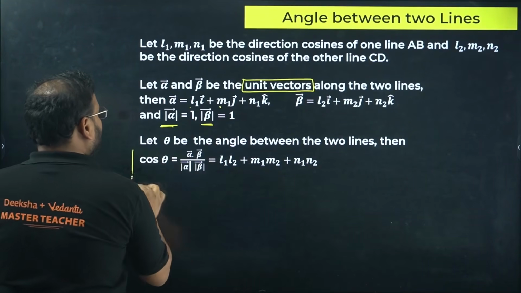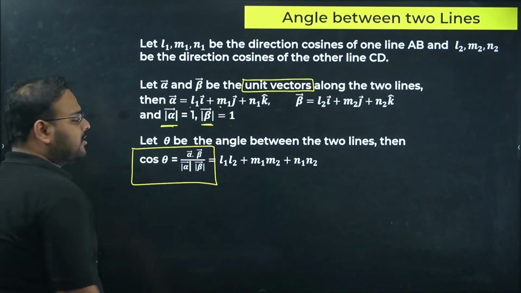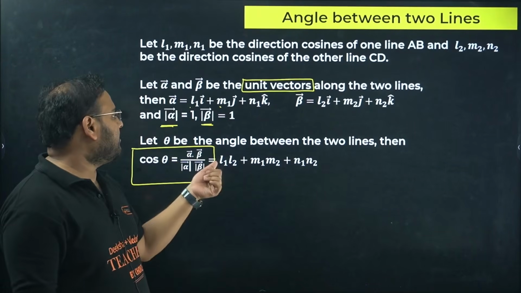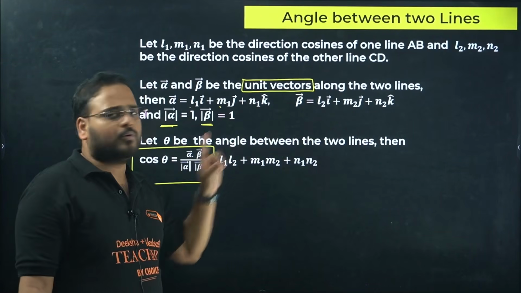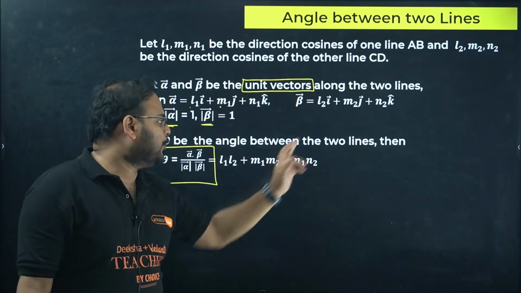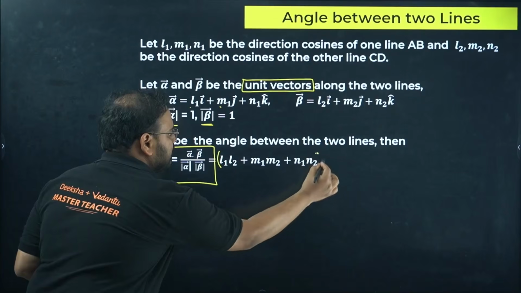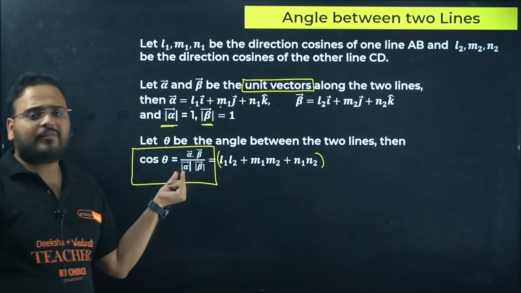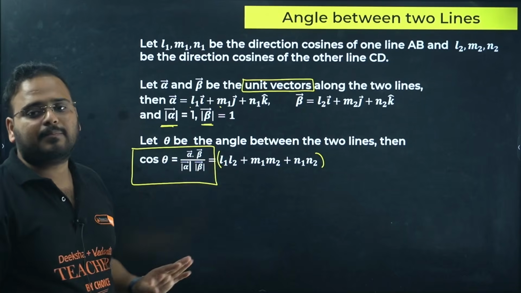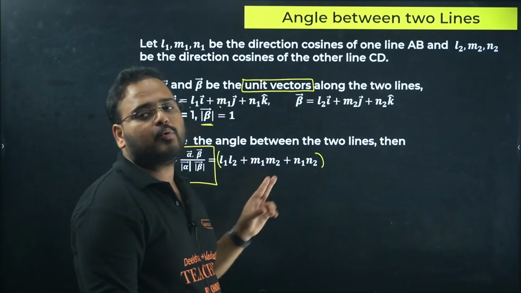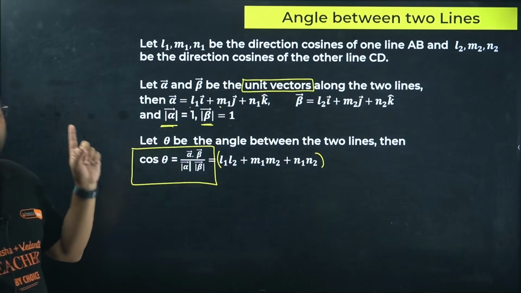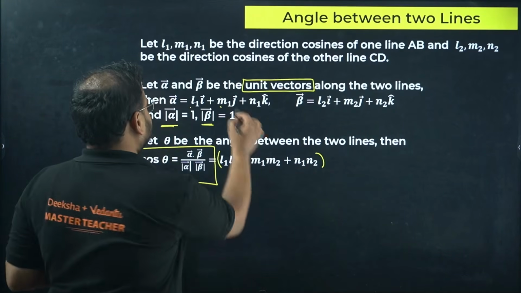This formula we know from vector algebra. Cos theta is A dot B upon mod A into mod B. So A dot B will be what? L1 into L2, I dot I, M1 into M2, N1 into N2. You get this as the numerator. What about the denominator, sir? Mod of alpha is 1, mod of beta is 1, because they are both unit vectors. So you get the result as simply L1 L2 + M1 M2 + N1 N2. This is the angle between two lines where the direction cosines are given.